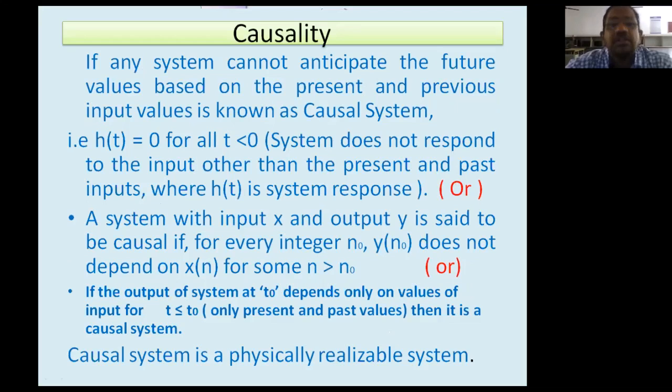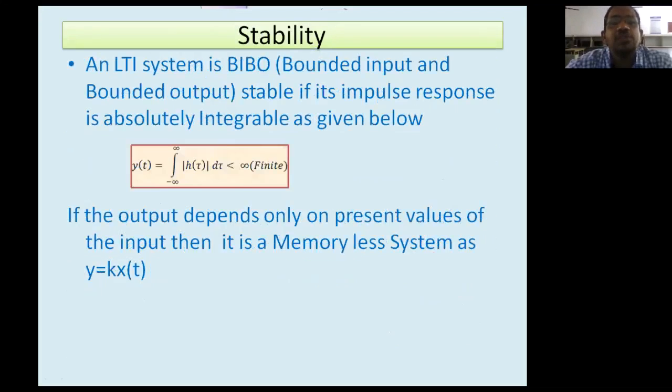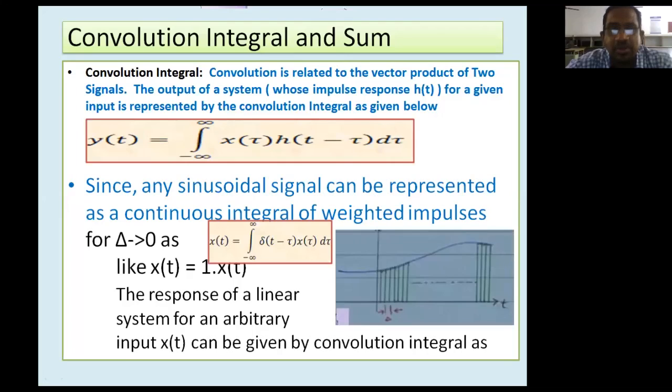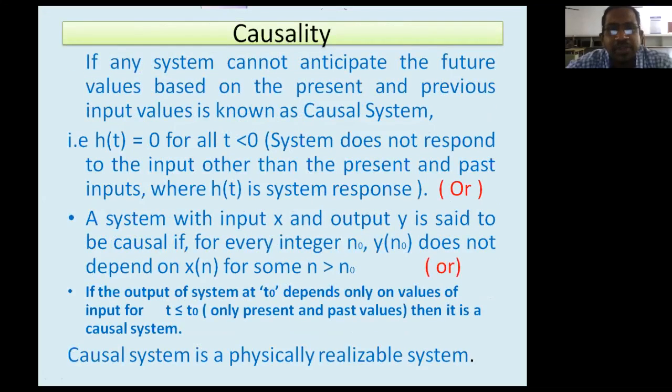Now, the next types of systems are: we have a causal system, we have a stable system, we have a shift invariant system. And the operation we normally perform on the signals by the system is the convolution property. So these concepts we discuss now. What is a causal system? Causal means what? Any system which does not produce output by depending on future inputs is known as a causal system.